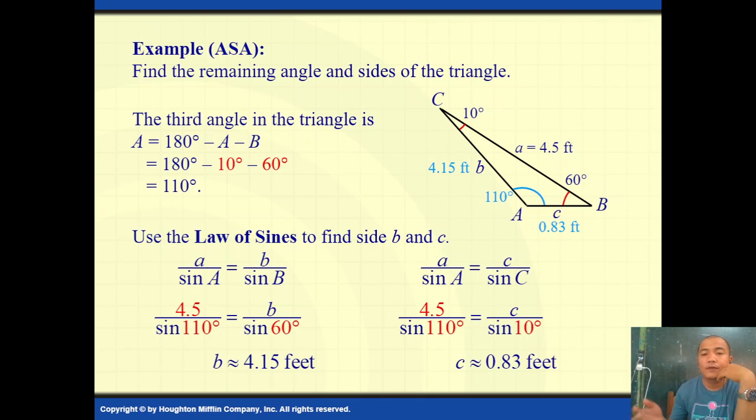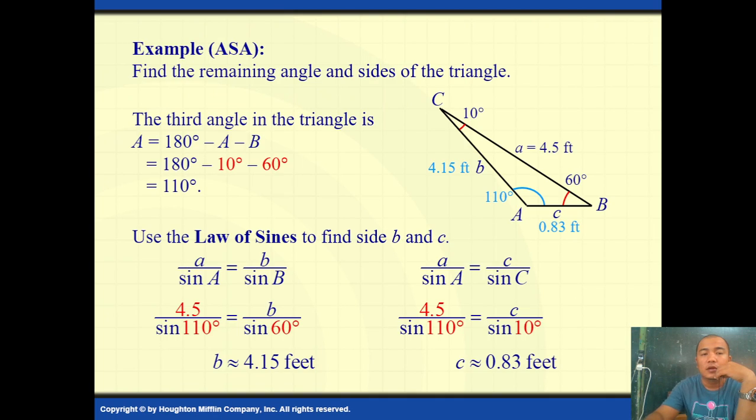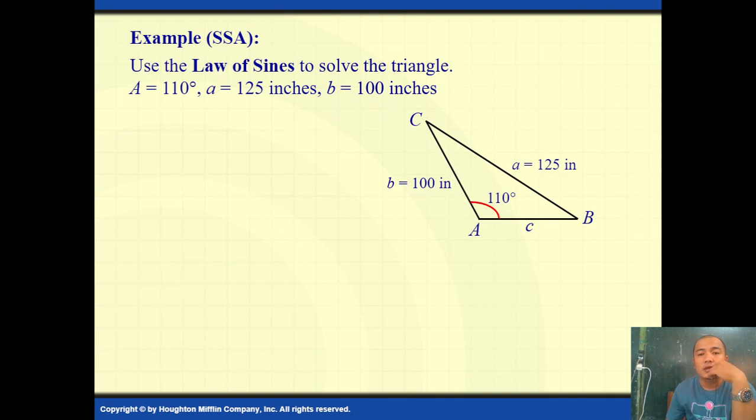So because all the parts are known, 3 angles and 3 sides. Okay, any question? That is how we can apply the law of sines. Another example, this time SSA, two sides and an angle. So using the law of sines, we can solve this triangle.